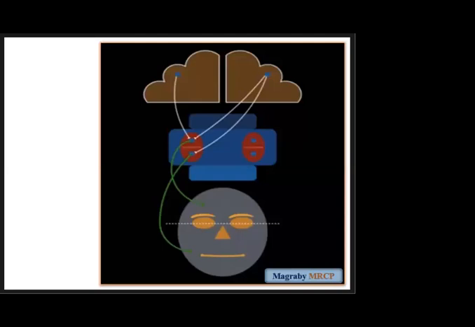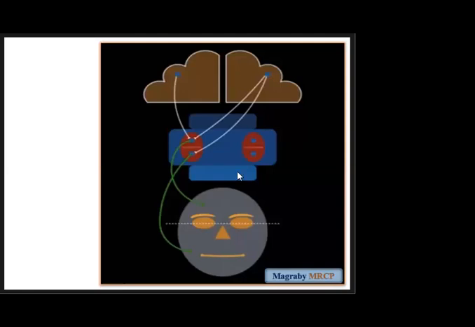Yeah, that's what I'd like to tell you now. When you are checking one side of the face like this, if all of the side of the face is affected, it's called lower motor neuron lesion. If only the lower part of the face is affected, it's called upper motor neuron lesion. Okay.